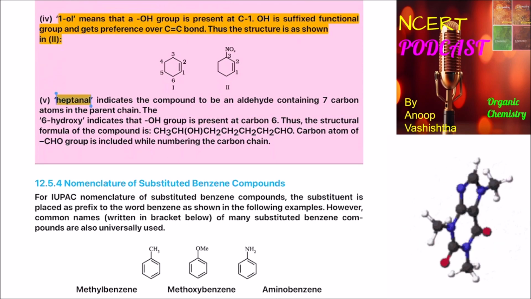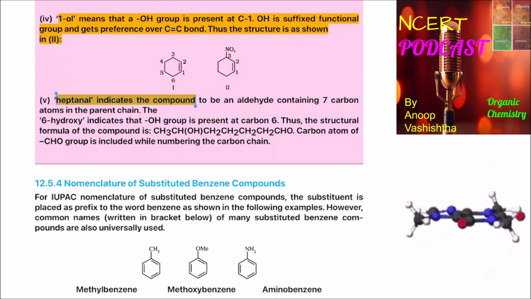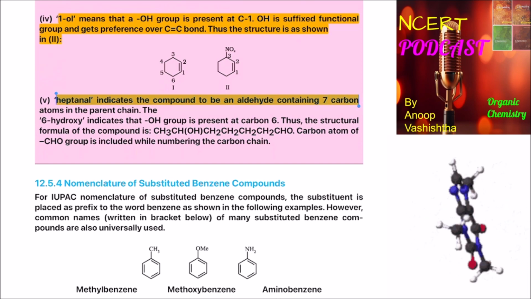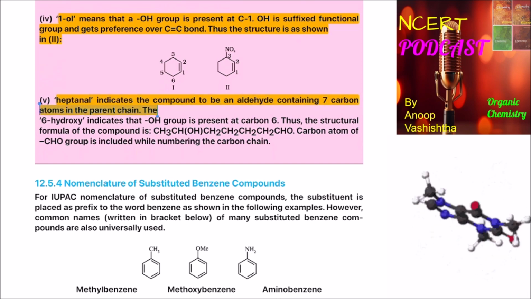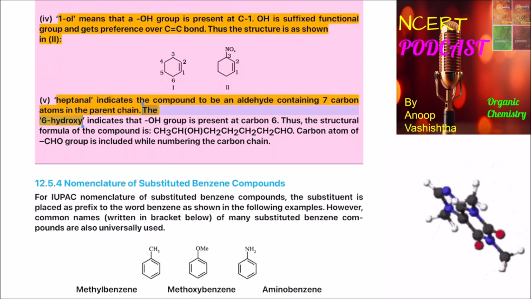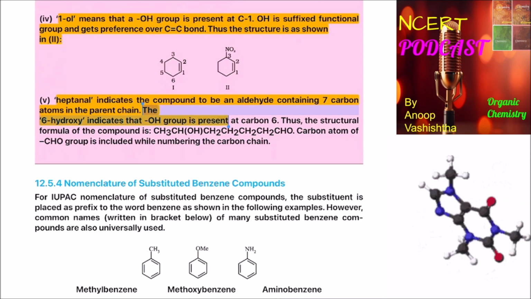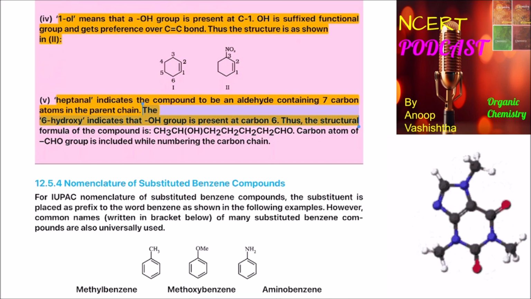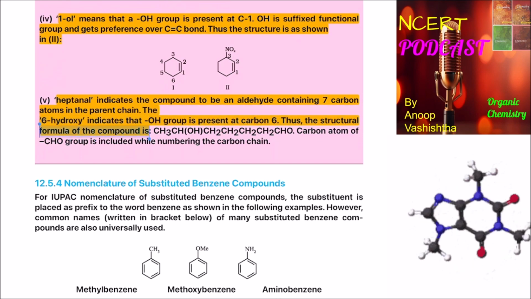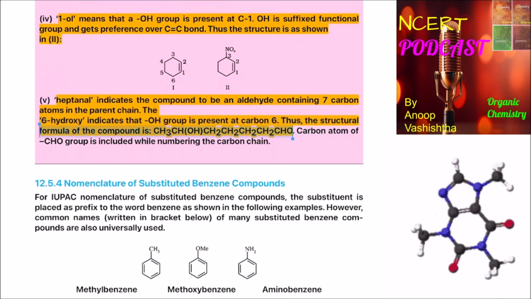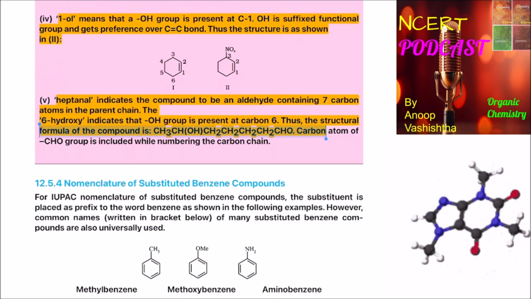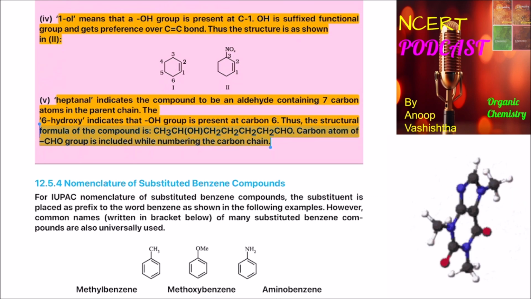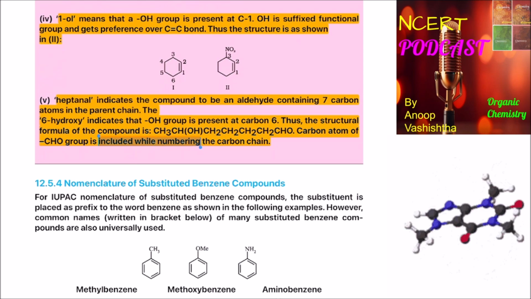5. Heptanal indicates the compound to be an aldehyde containing 7 carbon atoms in the parent chain. The 6-hydroxy indicates the OH group is present at carbon 6. Thus, the structural formula of the compound is CH3CHOHCH2CH2CH2CH2CHO. The carbon atom of the CHO group is included while numbering the carbon chain.